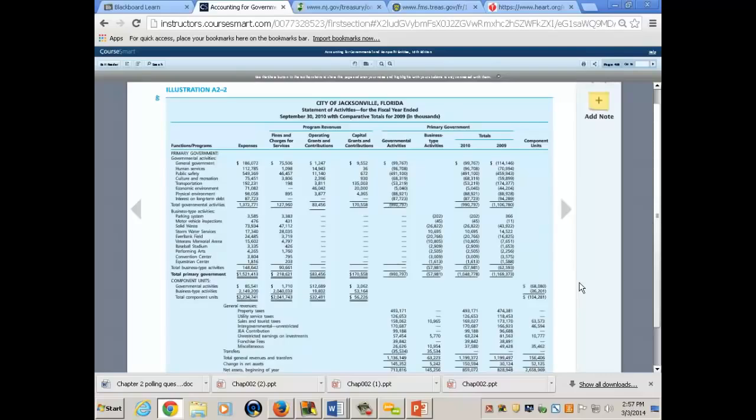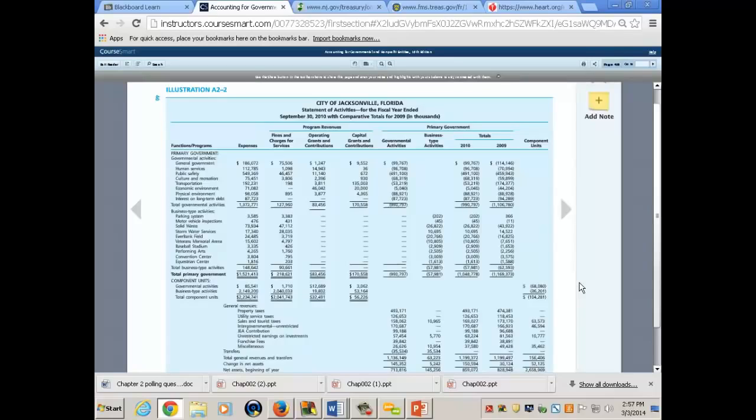On the left-hand side, I want you to take a look at what's the first major heading? Governmental activities, right? We saw that before, didn't we? And what's the next one? Business type activities. We looked at that before, right? Component units. We looked at that before. See how the columns have been flipped, right?